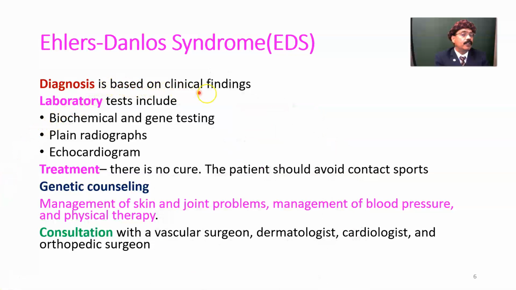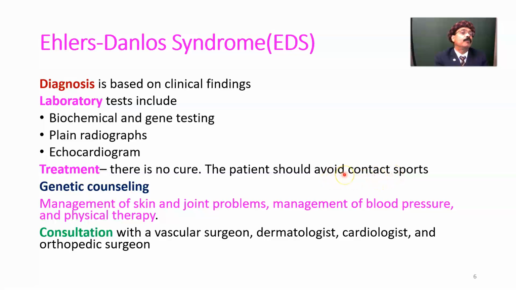Diagnosis is based on clinical findings. Laboratory tests include biochemical and gene testing, plain radiograph, and echocardiogram to find out if there is any type of mitral prolapse or aortic aneurysm. Plain radiograph is to find out any type of joint problem. Okay. Treatment, there is no cure. It is a genetic disorder, no cure. Patients should avoid contact sports.